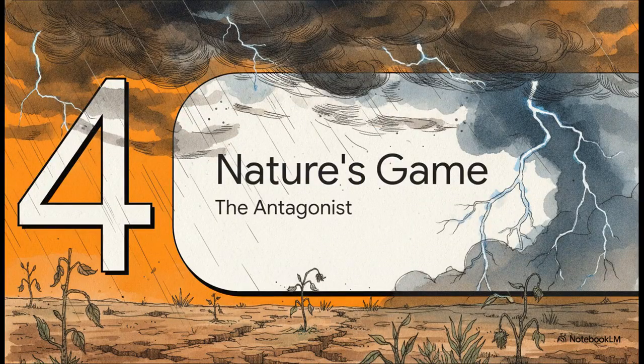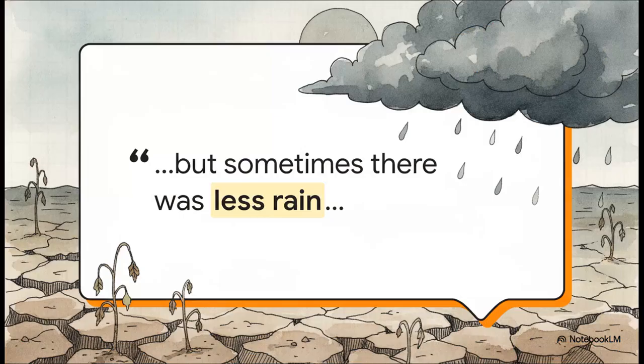Section 4. Nature's game, the uncontrollable antagonist. But here's where the narrative takes a really dark turn. But sometimes there was less rain. We really need to slow down here for a second to reflect on this tragic shift.